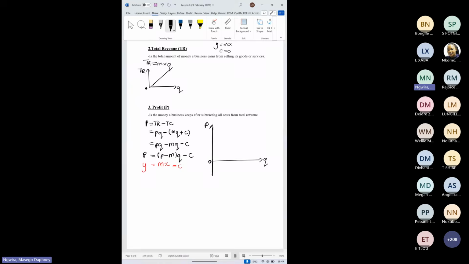And then if you move down from 0 going down, you know that here is where you find the negative values.